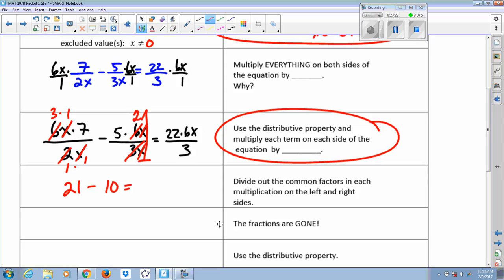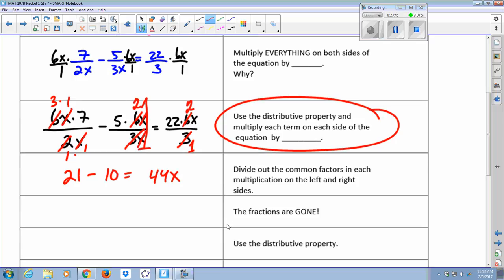And then on the right side, you have an x in the top, but not one in the bottom. But you have a 3 in the denominator, and you have a 3 that's a factor of 6, which leaves you with a 2. So that equals 44x. Yep, you just keep it, because there's no x in the bottom to divide into it and create a 1. You just leave it right there as it is.